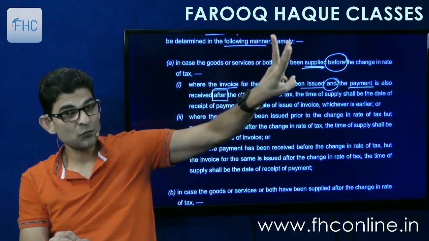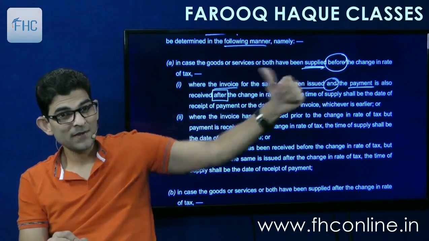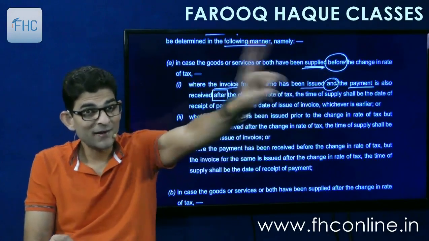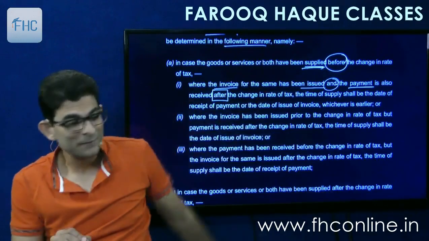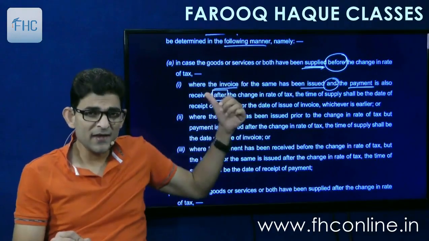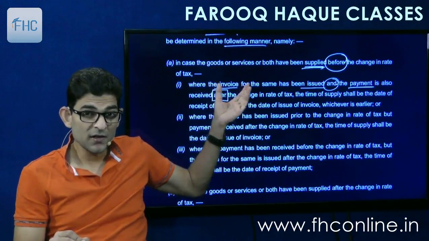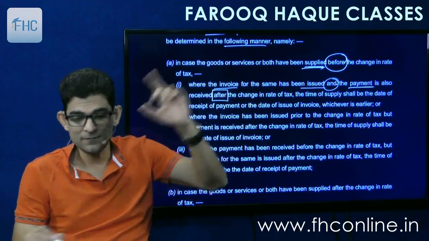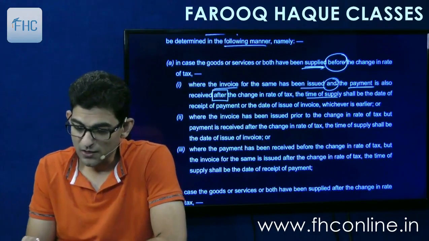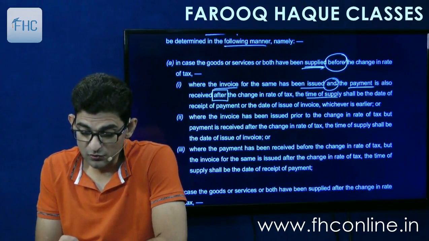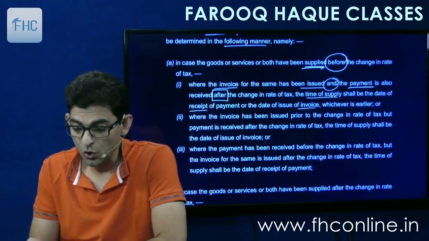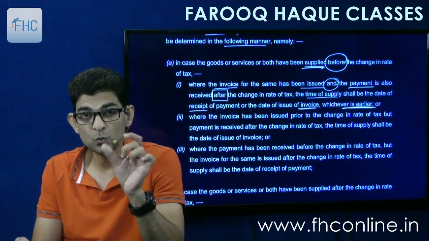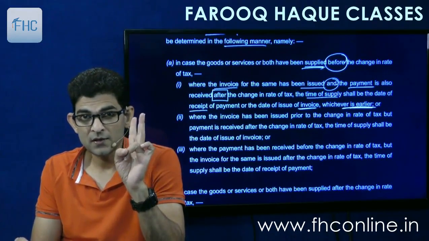In all, we have to focus on 3 things, right? Supply, invoice, receipt. 3 things we have to see. So supply is happening before, and what clause 1 says, invoice and receipt both are after the change. Then the time of supply shall be the date of receipt of payment or the date of invoice, whichever is earlier. So you have to take earlier of these 2, the invoice and receipt, whichever is earlier.